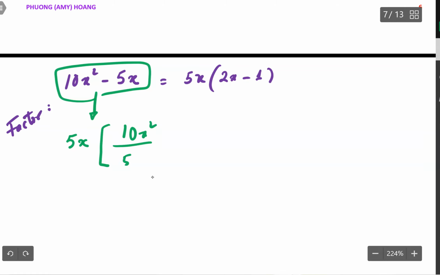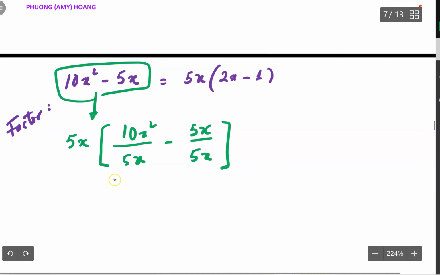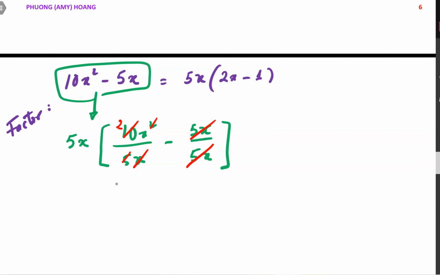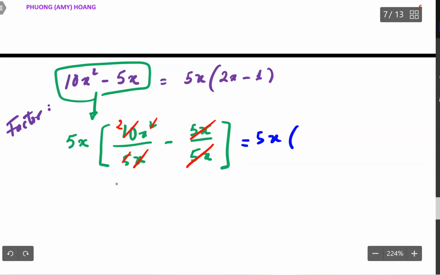Okay, I do the same here. I take 5x divided by 5x. And I simplify what I see inside the bracket. You see this 10, that will be 2, right? So x squared divided by x is just x, and cancel that. 5x divided by 5x, I just have 1. So basically, then I end up with 5x times 2x minus 1.